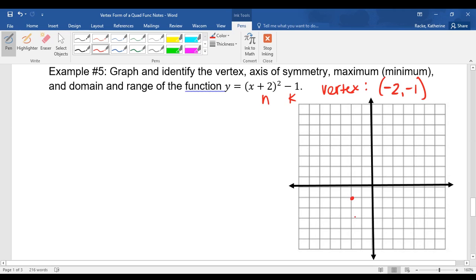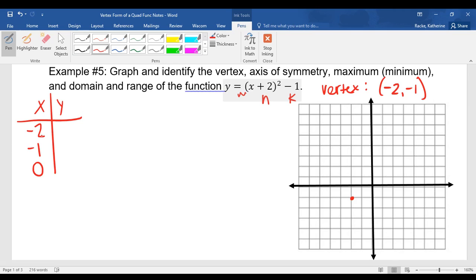You know automatically this is going to open up because it's positive here. It's greater than 0. So I am going to then, let's do our table. Let's do -2, -1, and 0 because our graph starts at -2. And we're doing two values greater than our vertex x.